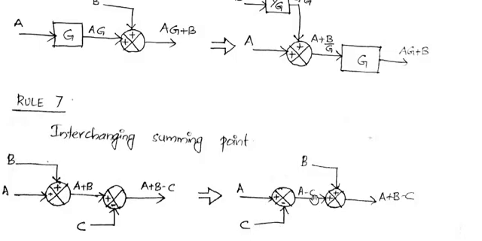Okay, so that A minus B is applied to the second summing point with the other input as B. So we have A minus B plus A minus C plus B, which is the same as A plus B minus C. So just interchanging the two summing points.